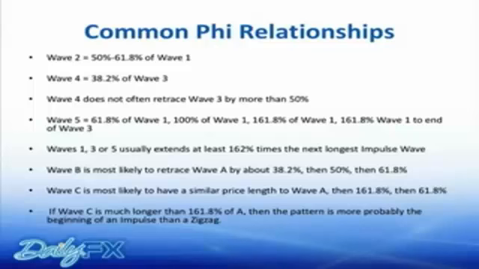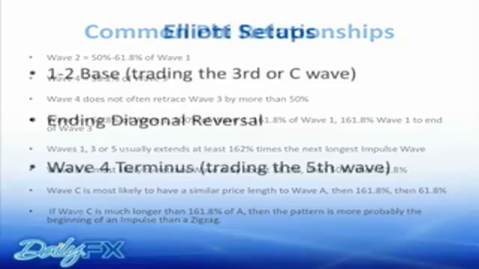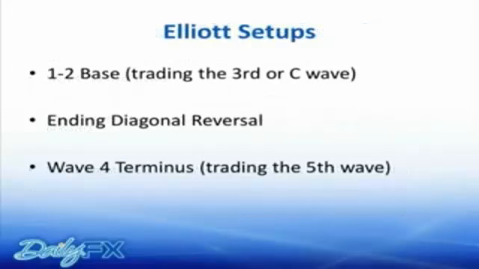And the most important ones are the ones that relate to each other within an impulse or a correction. What I mean by that is how waves 1, 3, and 5 relate to each other, rather than just how wave 4 relates to 3. But how 1, 3, and 5 relate to each other and how A and C relate to each other. Okay, the specific setups for Elliott.